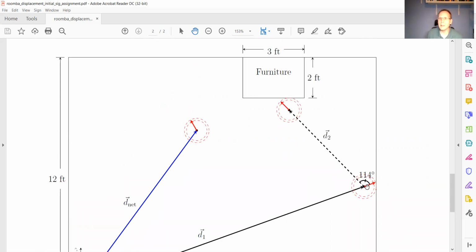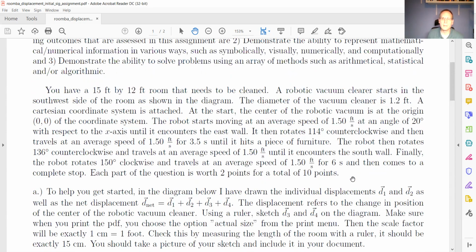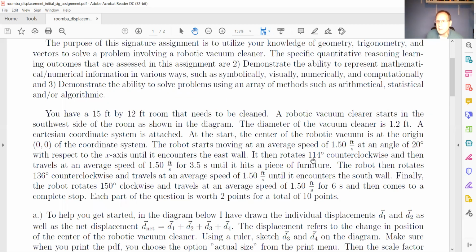Then it rotates counterclockwise by 114 degrees. Let me go back to the description here. It rotates by 114 degrees counterclockwise and then travels at an average speed of 1.5 feet per second again, the same speed, for 3.5 seconds until it hits a piece of furniture. Then the robot rotates 136 degrees counterclockwise and travels at the same speed, 1.5 feet per second, until it encounters the south wall. Finally, the robot rotates 150 degrees clockwise and travels at an average speed of 1.5 feet per second for 6 seconds, and then comes to a complete stop.